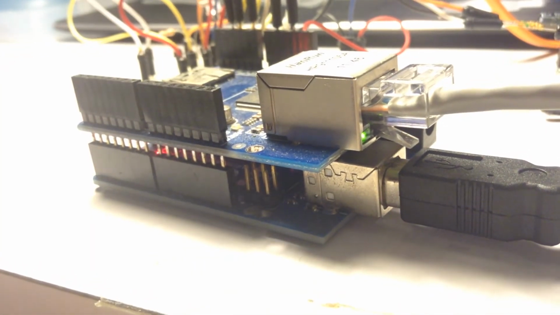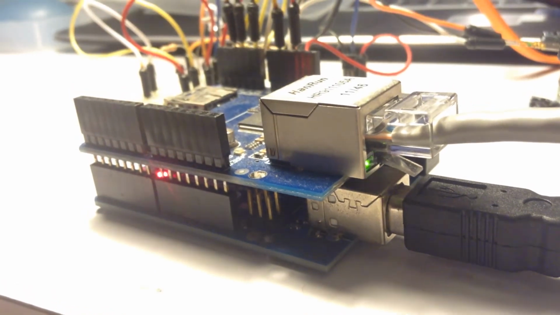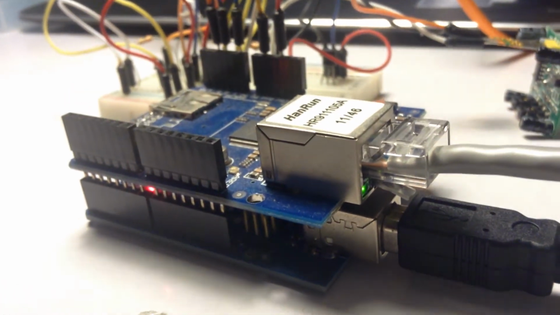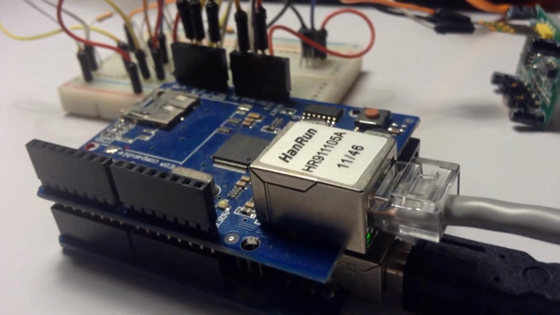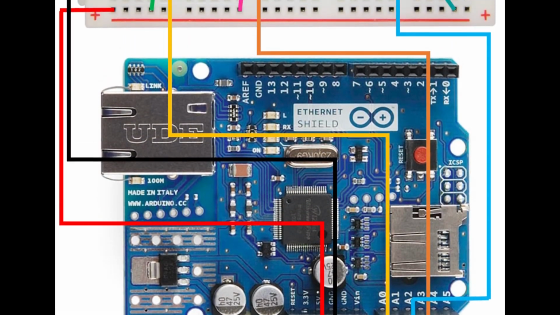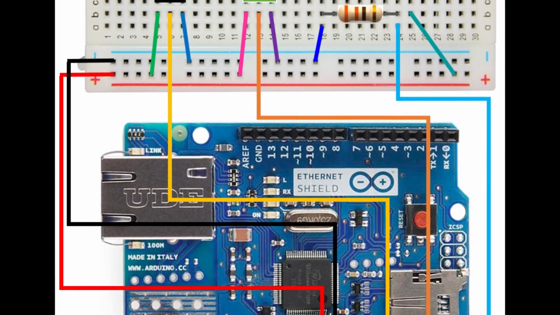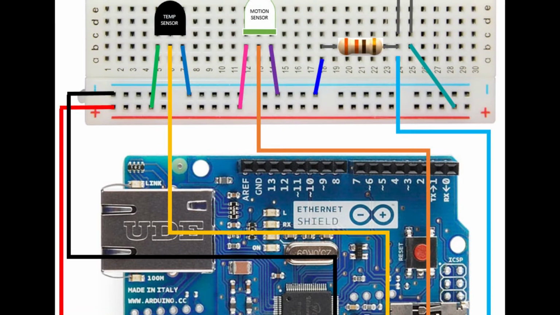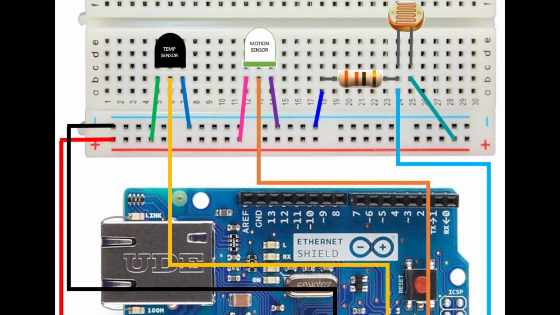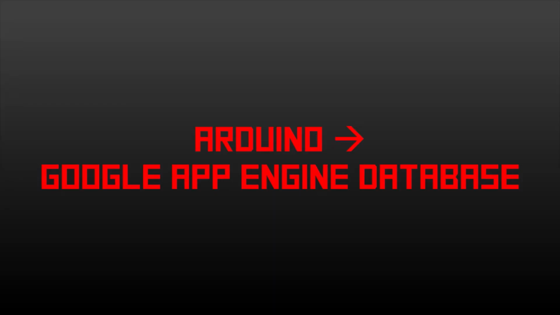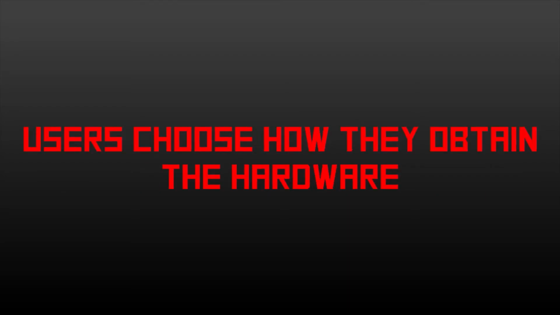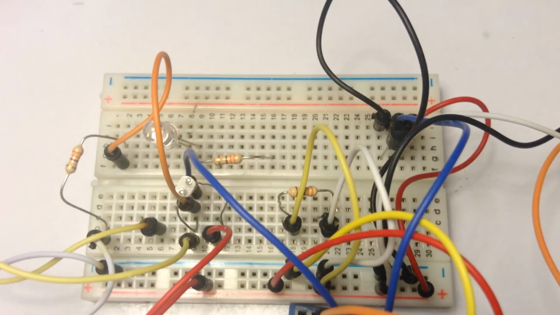I will start off by introducing to you some of the hardware we have set up. First and foremost, we have an Arduino Uno unit and an Arduino Ethernet shield. Connected to this microcontroller, our team engineered a circuit complete with a temperature sensor, a light sensor, and a motion sensor. We programmed the Arduino to transmit this data onto the Google App Engine database of the web app we have designed.